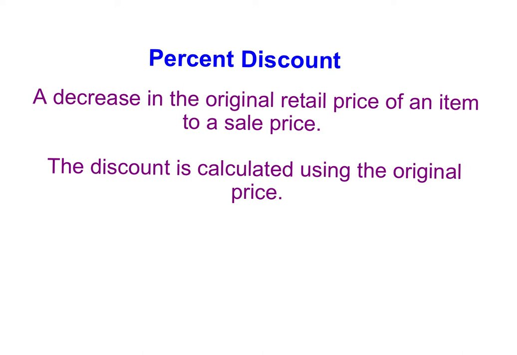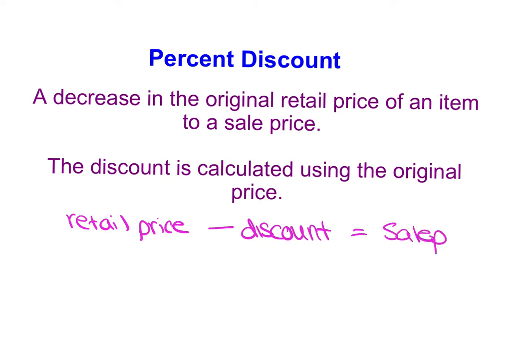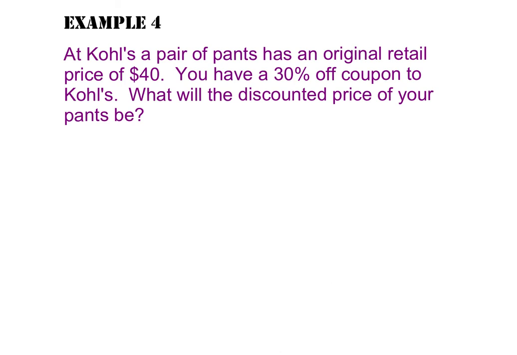Percent discount is calculated in a very similar manner to markup, but the price is just going to go down instead. So we're going to have our retail price, which is what the item is normally sold for, and we're going to subtract out our discount, whatever that percent discount is. And from there, we will end up with a sale price. So let's dive in and try an example.